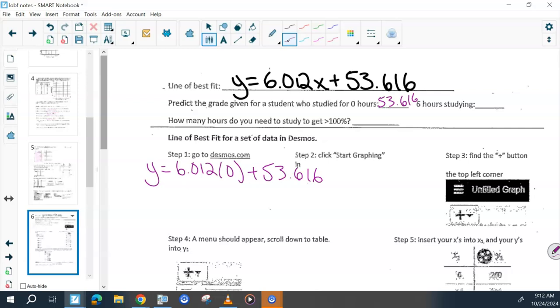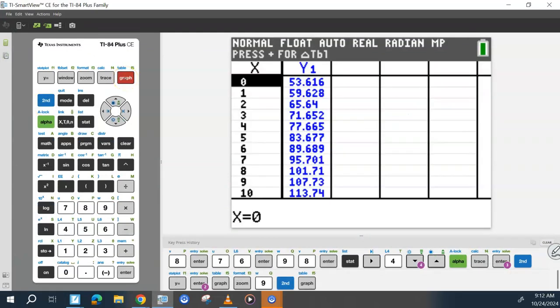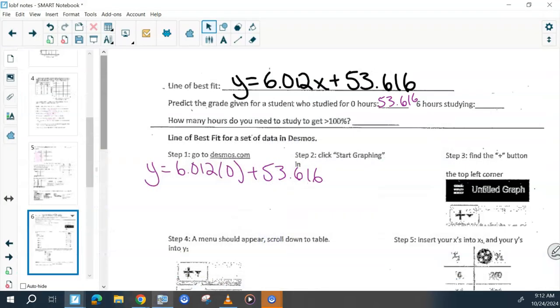This part only works if you did that store regression. If you didn't do that, this part won't work. So you're going to go into the table, second graph. And here you should be able to see the same number we just found: when x is 0, y is 53.616. The next one asks for 6 hours. So if I look at when x is 6, y is 89.689. Or we can round to 89.69.